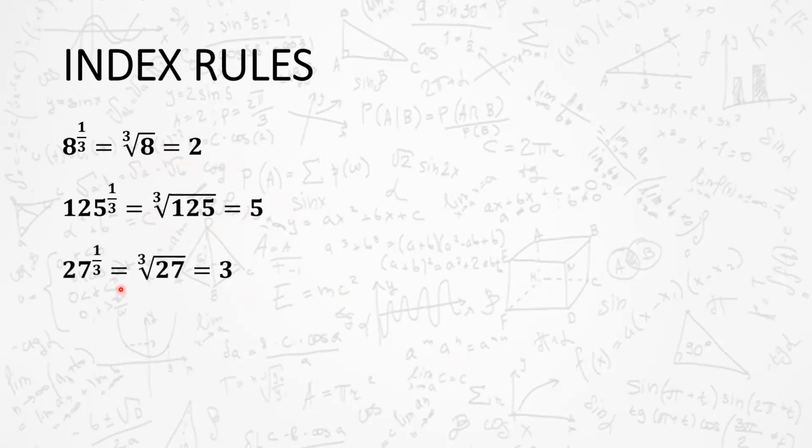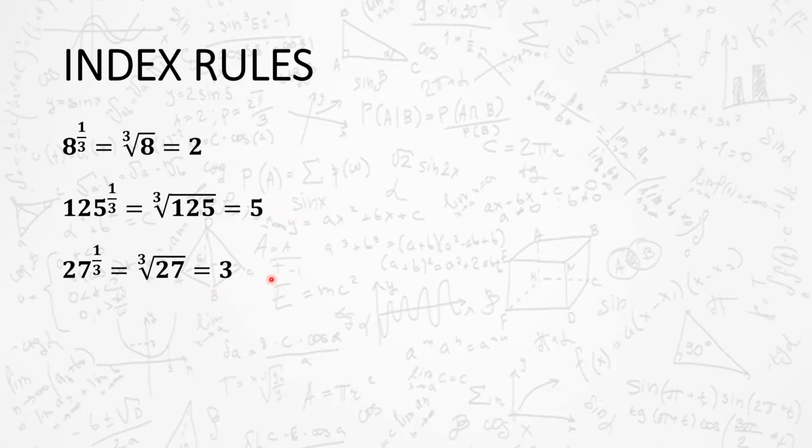Lastly, 27 to the power a third equals the cube root of 27 equals 3. 3 times 3 times 3 gives you 27. So my answer is 3.